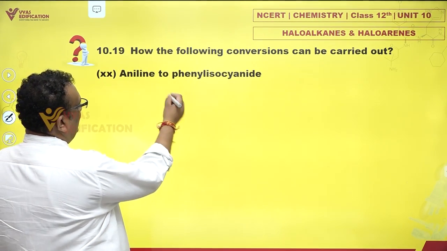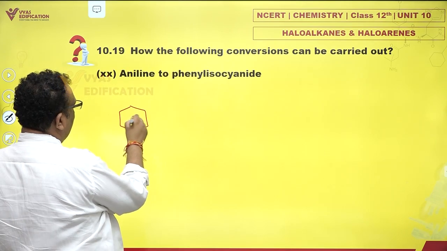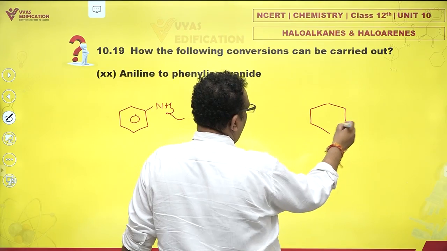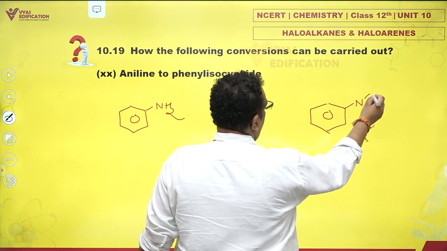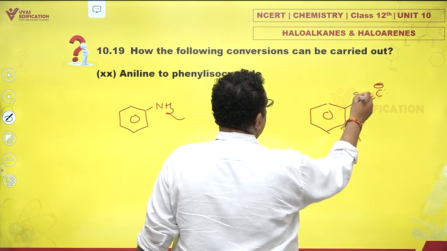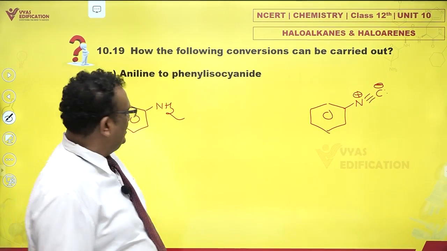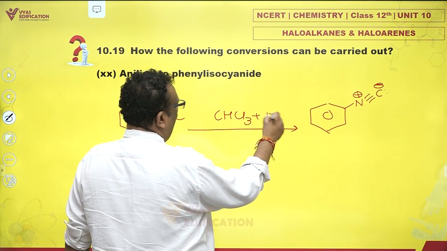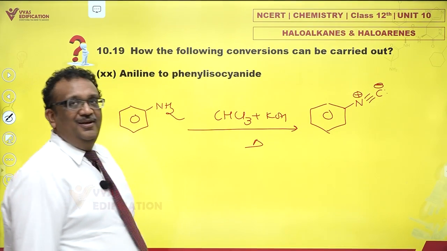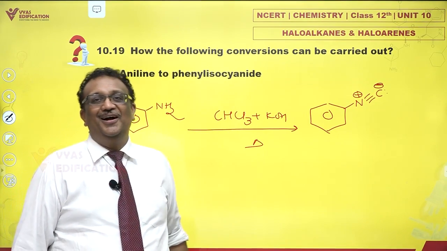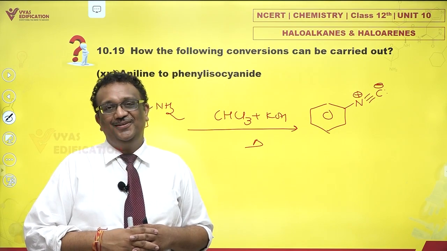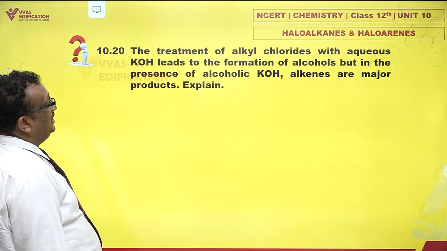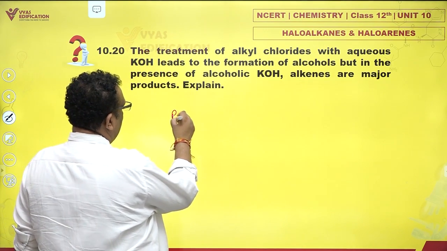Last and the least in this section, aniline you wish to begin with, and phenyl isocyanide would be this. Carbylamine test, how do you wish to do this? Add chloroform, add KOH and heat. This is all you need to do to get isocyanide like this. That's all. Question number 20, which says treatment of alkyl chlorides with aqueous KOH leads to formation of alcohols.